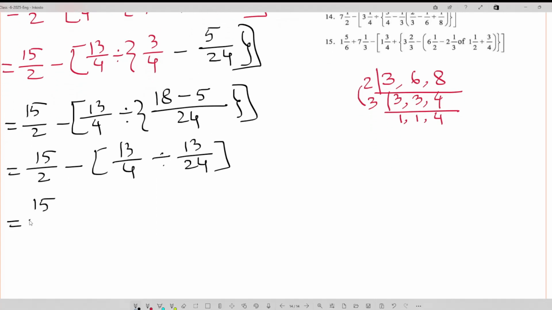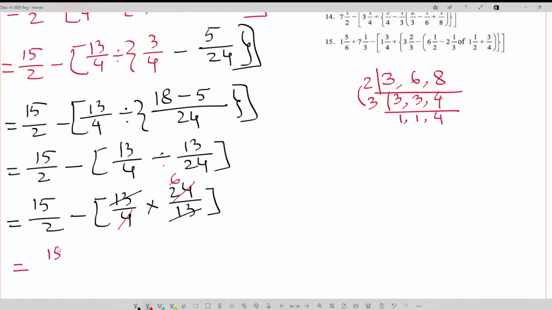Now 15 by 2 minus inside third bracket 13 by 4. So we are doing division, we divide one fraction by another fraction. So the second fraction will be multiplied and the fraction will be what? Reversed. So 24 divide 13. Okay. So this 13 and this 13 cancel out. So 24 by 4 is a 6. So here is a 15 by 2 minus 6.